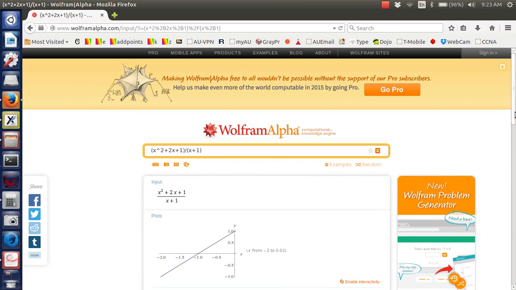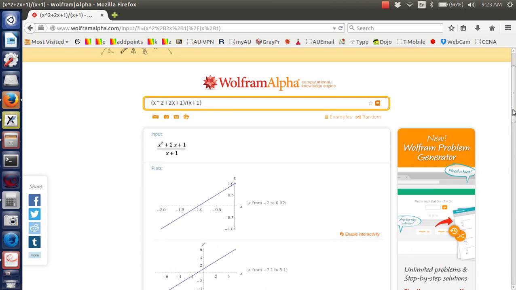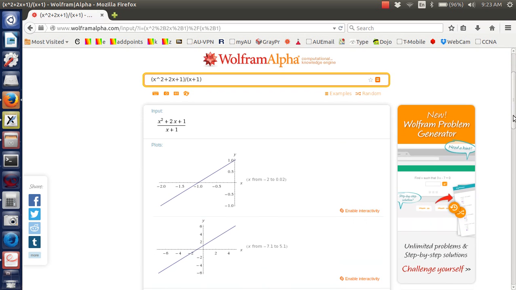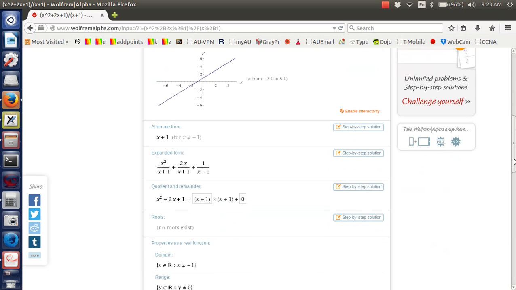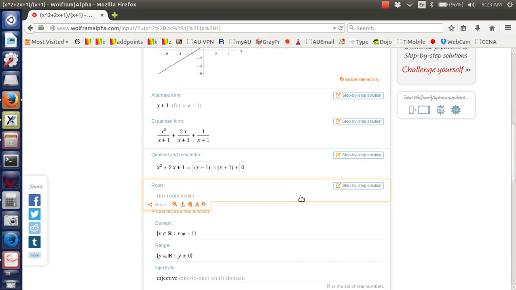So it tells you the input, it plots the result. This is just the function x plus 1, but this is probably what we're looking for, the quotient and remainder. So this is really just telling you this was your numerator, this is your denominator, this is your answer, and this is your remainder. So this is the thing you're looking for to check your work.